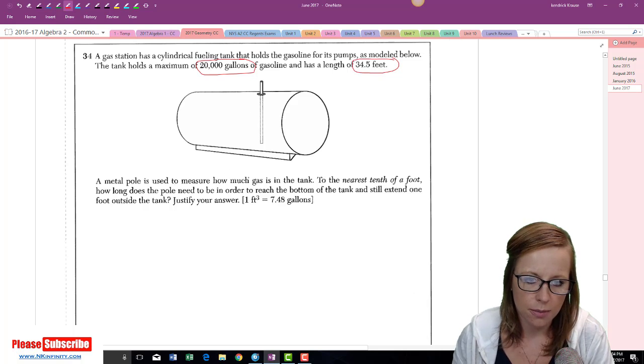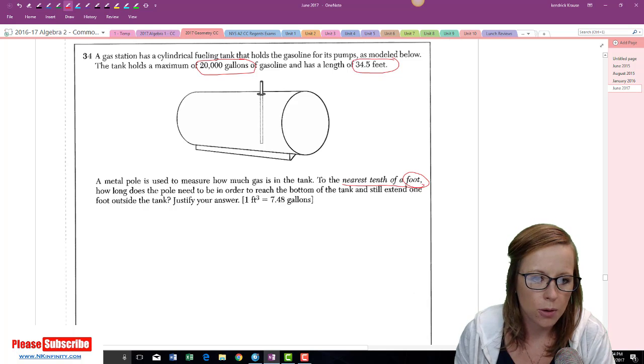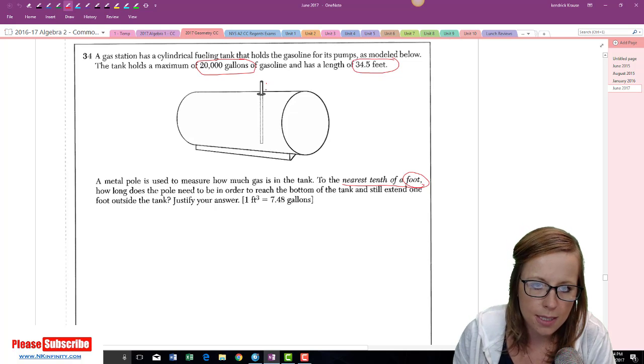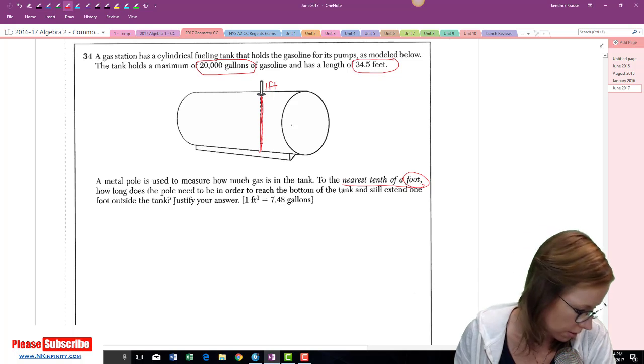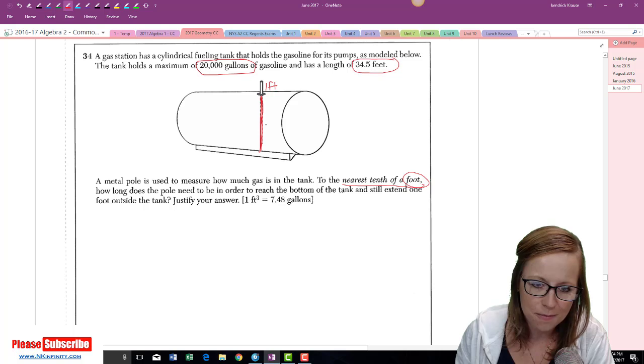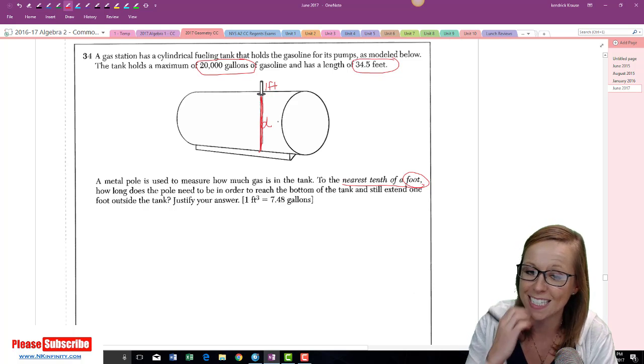A metal pole is used to measure how much gas is in the tank. To the nearest tenth of a foot, so we're going to be working in feet, how long does the pole need to be in order to reach the bottom of the tank and still extend 1 foot outside the tank? So this has to be 1 foot. And then we're trying to figure out what this is, right? This is what we're looking for, which is the diameter of the cylinder, yeah. I'm going to call it D for diameter.